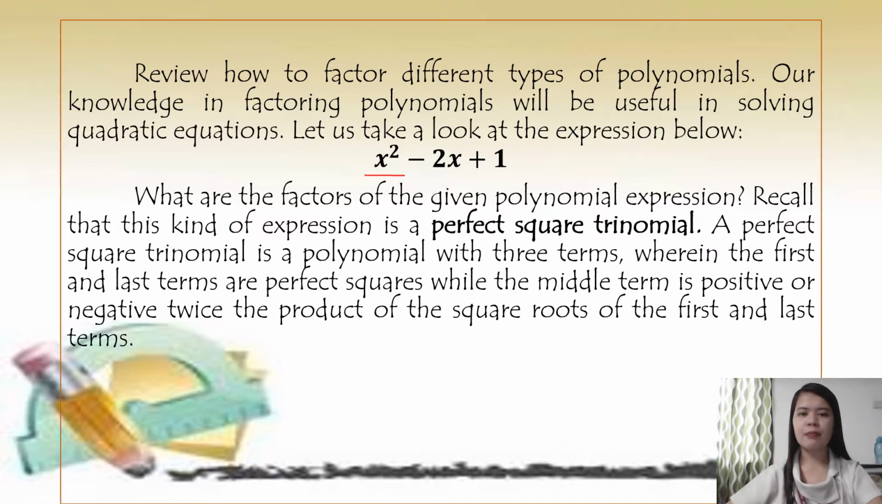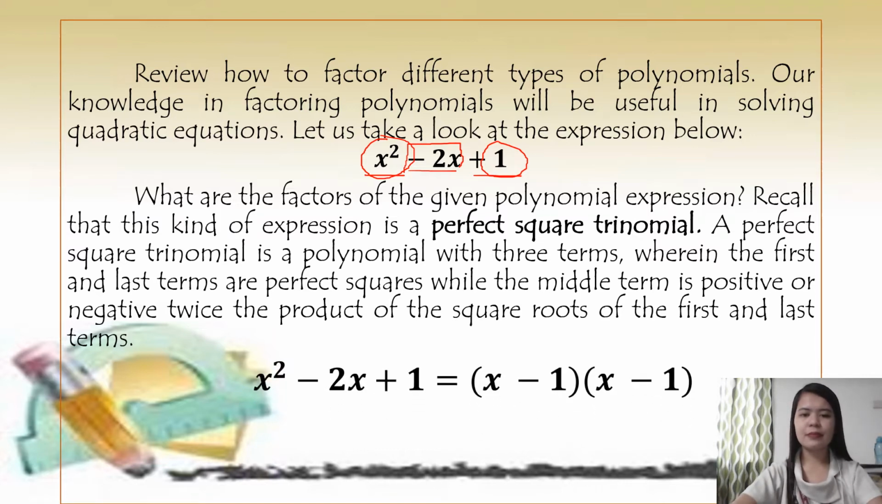x squared minus 2x plus 1. The first and last terms are perfect squares: x squared and 1, because x times x is equal to x squared and 1 times 1 is equal to 1. Both of them are perfect squares. The middle term, negative 2x, is negative twice the product of the square roots of the first and the last term. So it means that the factors of x squared minus 2x plus 1 are x minus 1 and x minus 1.